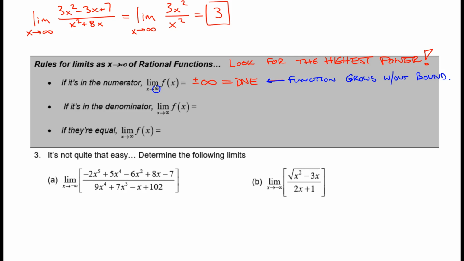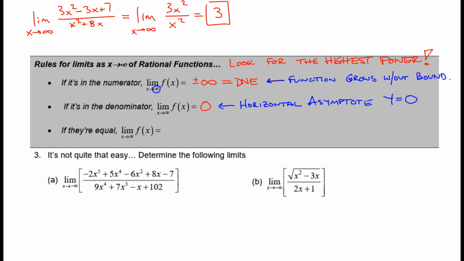Okay, so let's look at the next bullet here. If the highest power is in the denominator, then the limit of the function as x goes off towards infinity is going to be 0, because if the denominator grows faster than the numerator, we approach 0. And this is going to give us a horizontal asymptote of y equals 0. And that horizontal asymptote of y equals 0 is really the x-axis.